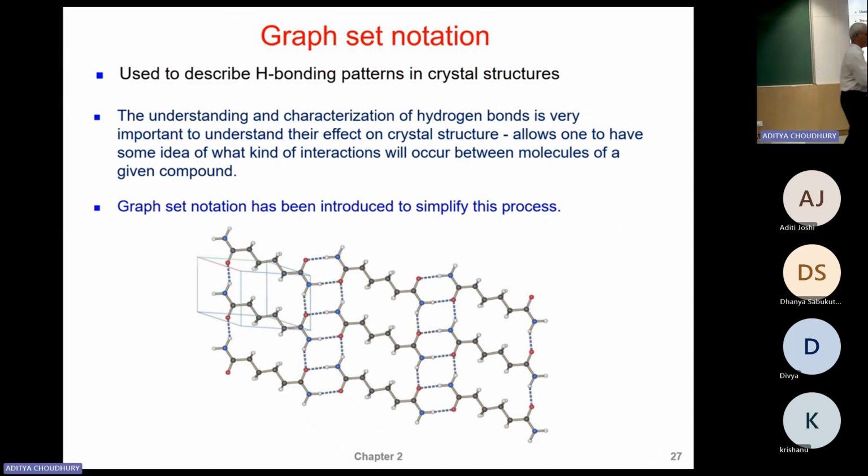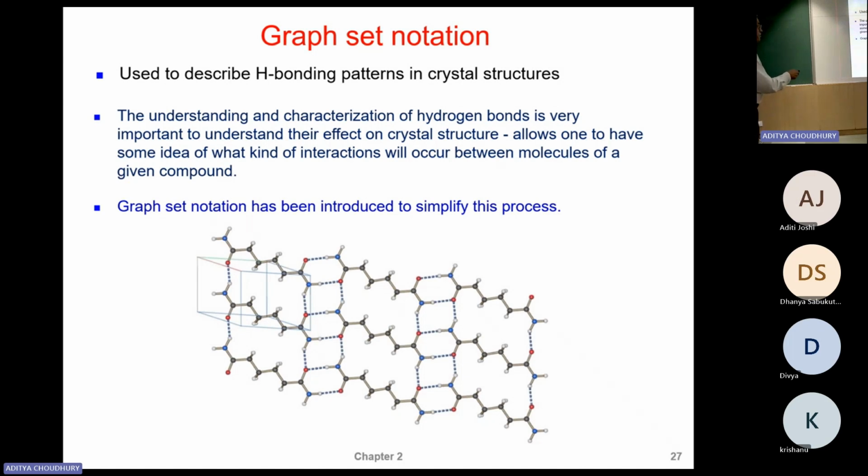Then we'll take another 10 minutes to explain the graph set notation. Usually, when you have a crystal structure, the packing and the symmetry, you come up with a symbol, a space group symbol, to describe the symmetry. The same thing happens everywhere; we all have formulas or symbols to describe certain things. Graph set notation is nothing but a way to simplify and describe the type of hydrogen bonds present in various structures.